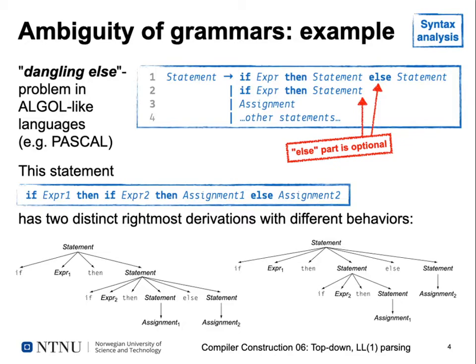If we are trying to run our example through this grammar, it really depends on whether our parser chose the first rule first or the second rule first, and then we have two different distinct rightmost derivations with different behavior. In the one case, the else belongs to the inner statement, and in the other case, the else belongs to our outer if statement. And of course, depending on how you write your program, this can have very different outcomes.